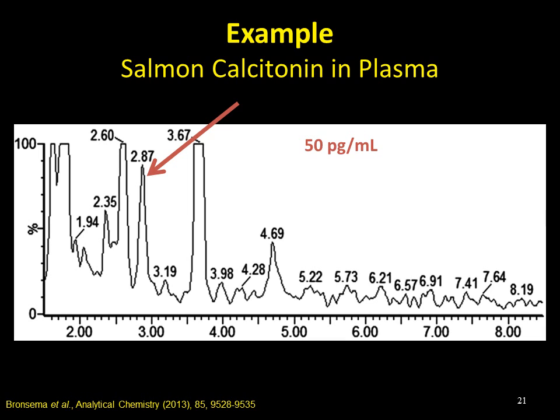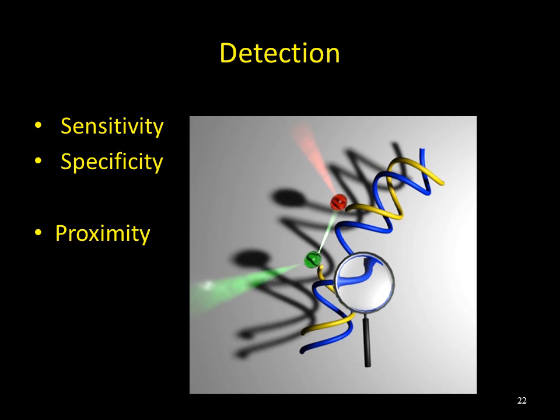Were it not for the separation, the molecule at 2.87 minutes, which corresponds to Salmon calcitonin, could not be discriminated from more abundant molecules eluting at 2.6 or 3.67 minutes. Nota bene, this is a very sensitive analysis. We're measuring calcitonin at the concentration of 50 picogram per milliliter in plasma. This would not be possible without high-performance liquid chromatography separation.